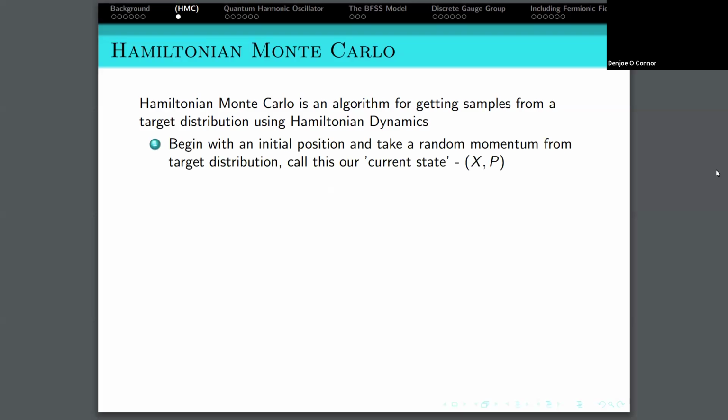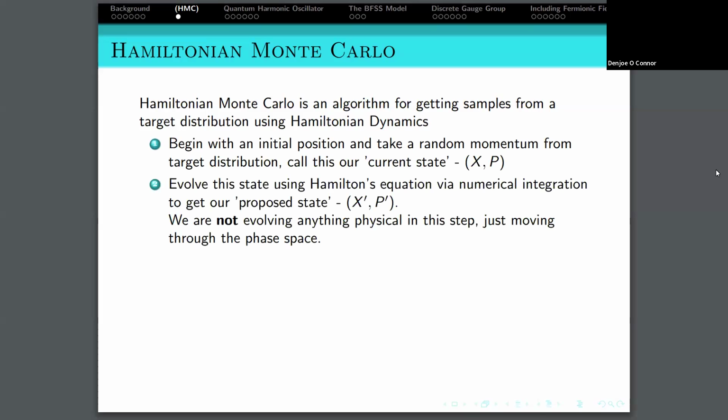So we begin with some initial position and take a random momentum from our target distribution, and together we call this our current state. We evolve the state using Hamilton's equations with numerical integration, so in that case we use leapfrog integration, or just some sort of symplectic integrator, and that gives us a new proposed state. It's important to note this isn't modelling the physical evolution of the system, we're just moving through the phase space to come up with another proposed state, just as a suggestion.